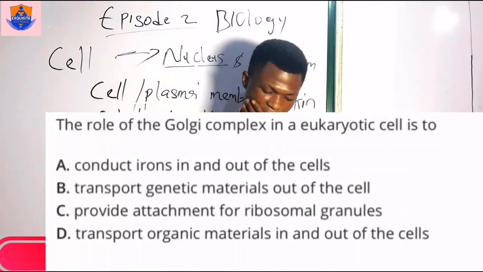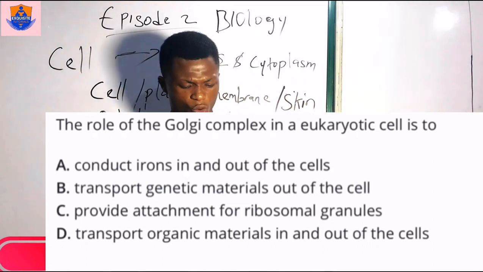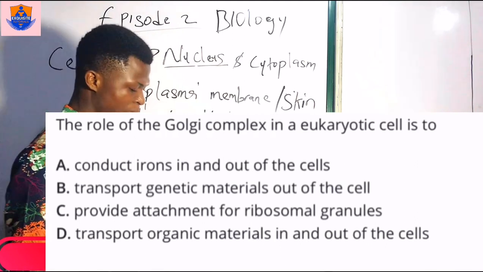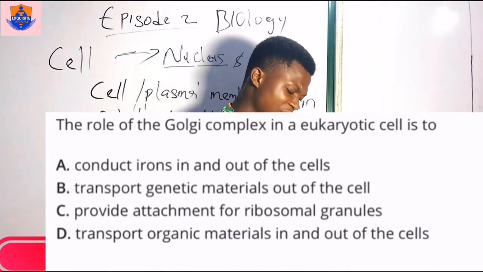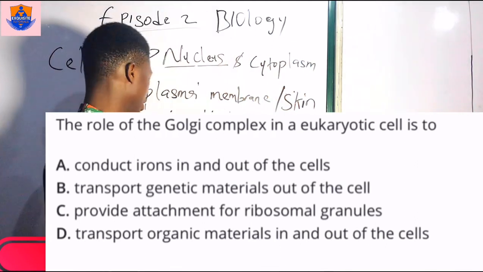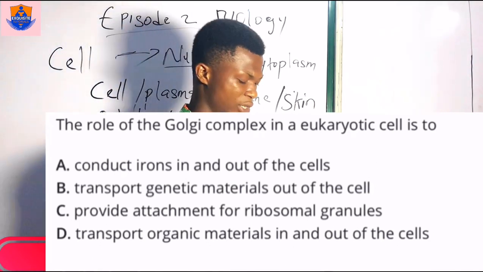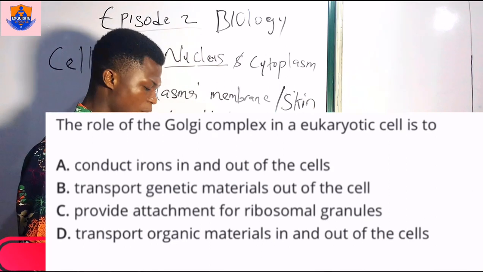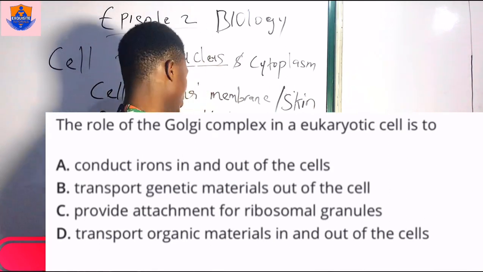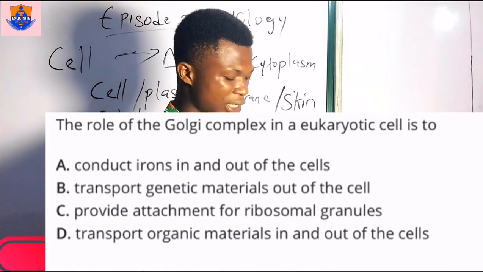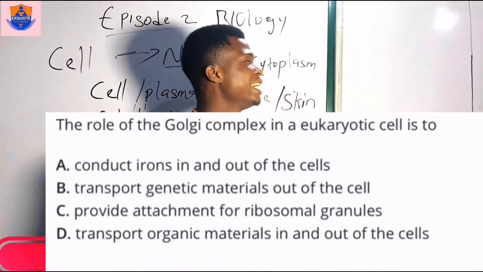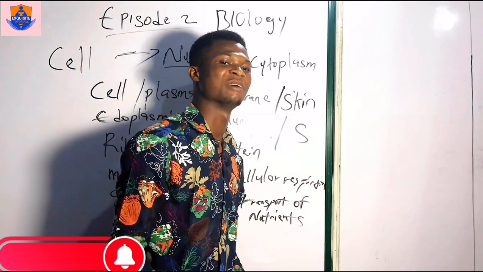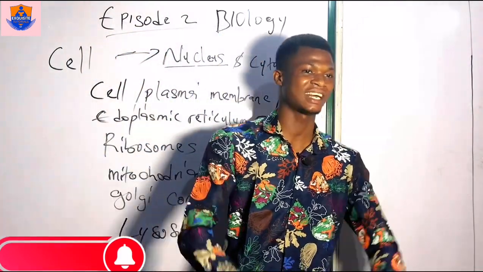Now let's look back into our questions again. The Golgi complex in a eukaryotic cell is responsible for: A, conduct ions in and out of the cell. No, we did not talk of ions. B, transport genetic materials out of the cells. It has nothing to do with genetic materials, mind you. C, provide attachment for ribosomal granules. It has nothing to do with this. Then D, transport of organic materials in and out of the cell. That is your answer. So the answer is D.